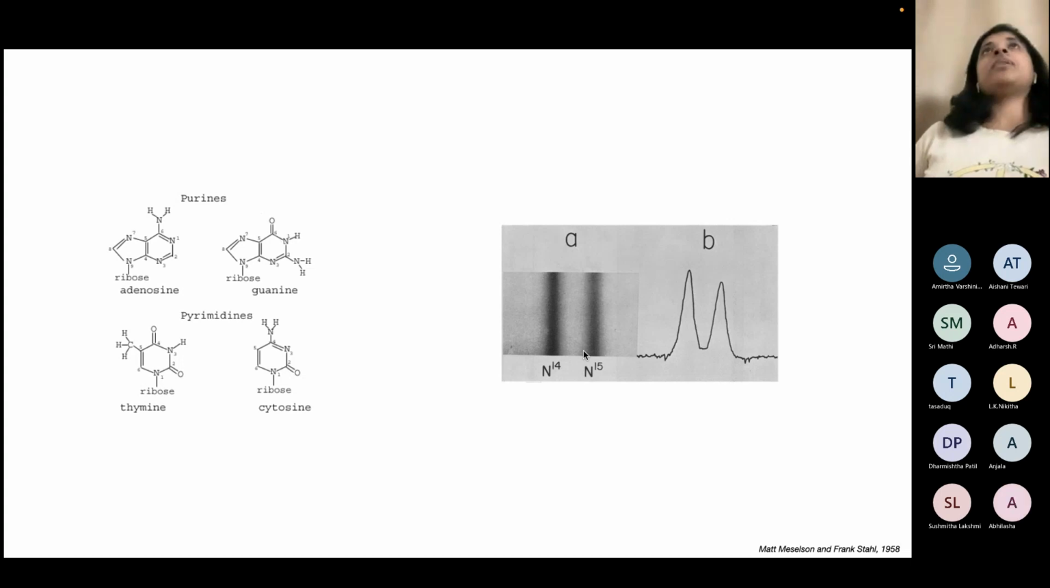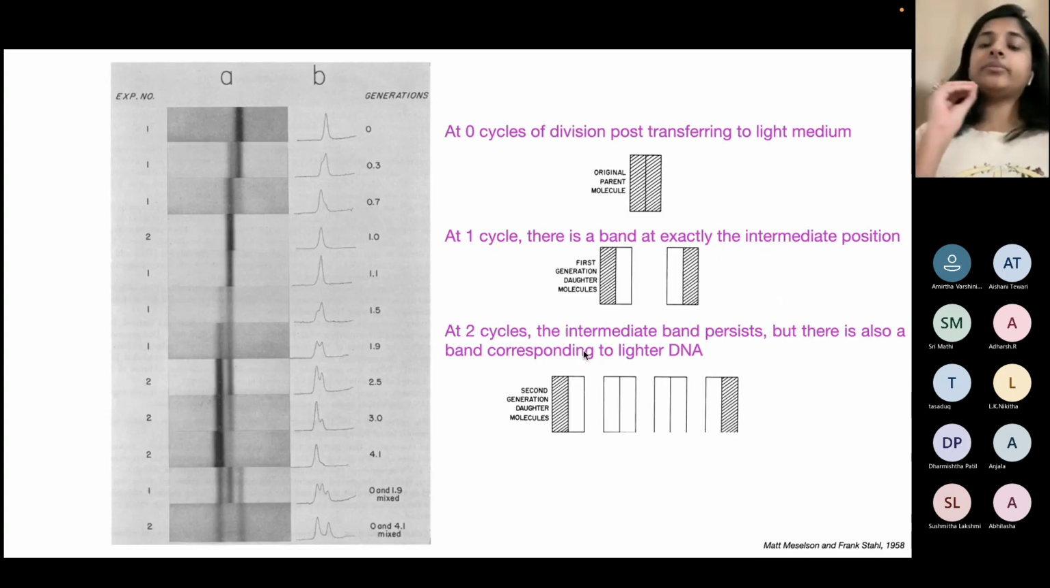So this is what Meselson and Stahl claim to have taken a long time in their experiment, and the follow-up experiment is fairly simple. So what they did was they subjected the cells to N15, which is a heavier isotope, for a short amount of time, and then they removed this isotope. So at 0 hour, you can see that all the DNA present in the cell is heavy. So there is only one band, and that is the original parent molecule. Both the strands are heavy.